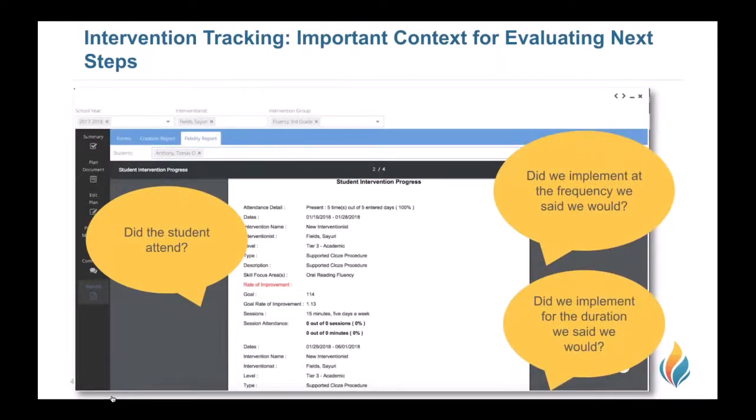Here's another screenshot from EduClimber. This is to help us think about students being engaged in the intervention. We have a way here to see whether or not the student attended the intervention. Did we implement the intervention at the frequency we said we would, and for how long we said we would. So being able to have that data at your fingertips when you're making decisions about students is really important.